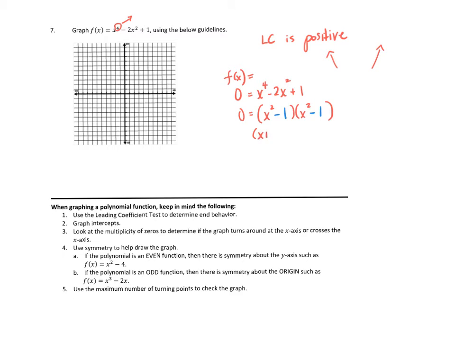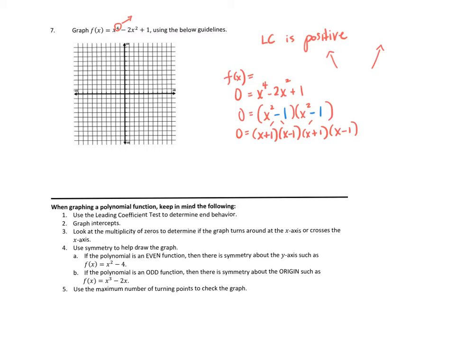So I can go further. This is x plus 1 times x minus 1. And then, of course, this is also x plus 1 times x minus 1. So since it's x to the fourth, I would anticipate 4 solutions. And I do have 4 solutions. They just occur more than one time.